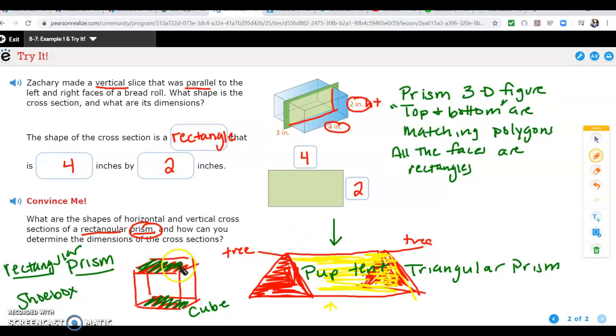But those polygons at the top and bottom that have to match each other, sometimes those polygons will be hexagons or quite a bit of other things. So we're going to get to some of those also. Let me see if I can pause this.